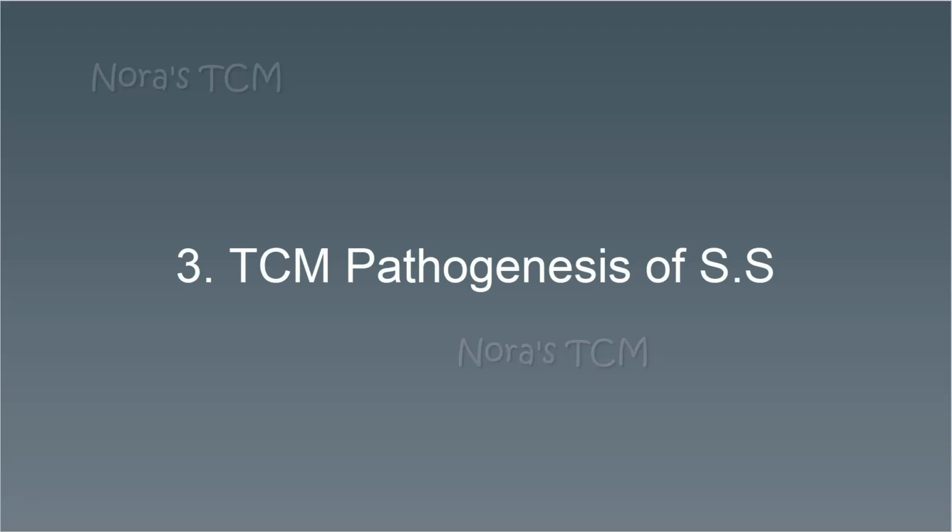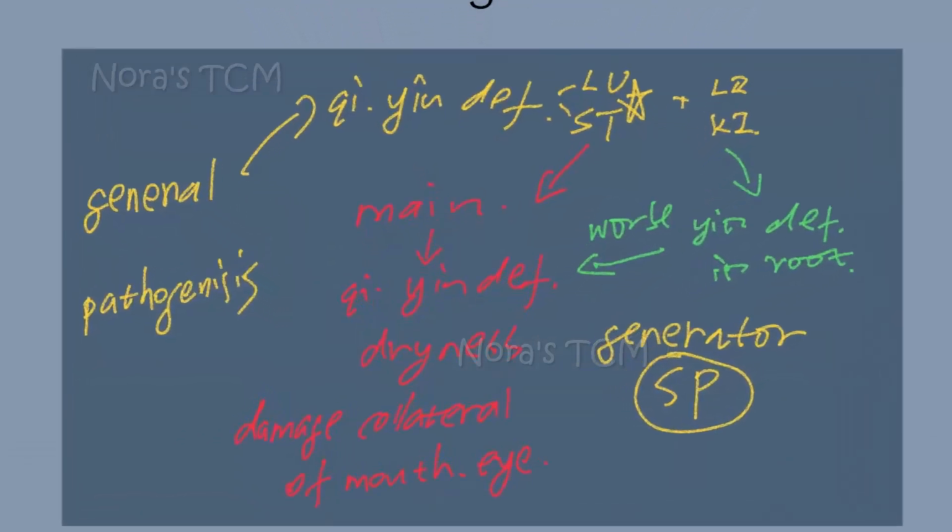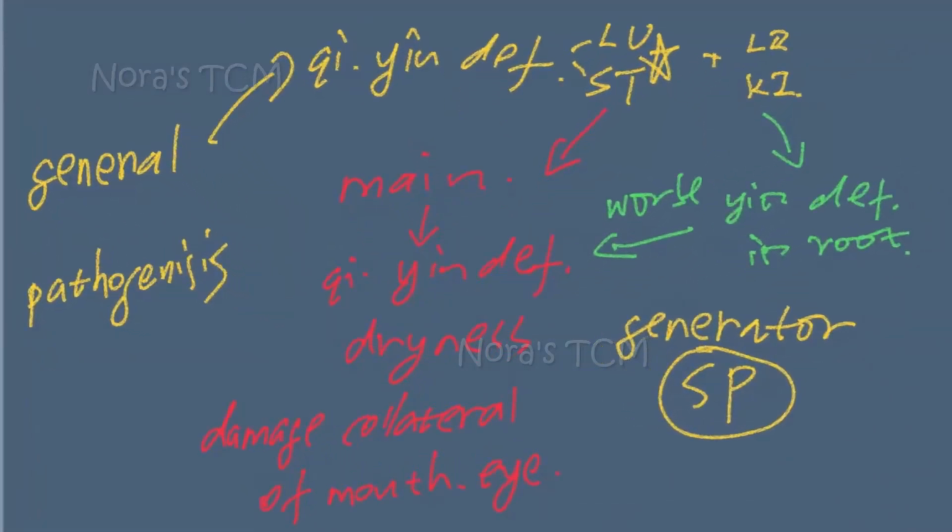Part 3. Pathogenesis of TCM in Sjogren syndrome. Let's have a look at the general pathogenesis of the Sjogren syndrome. We have mentioned qi and yin deficiency is the most basic pathogenesis to generate the dryness of a Sjogren syndrome. But we have to know which organs qi and yin suffers most. So this is a very important point because we have to finally select the points, we have to select the meridian, we have to select herbs.